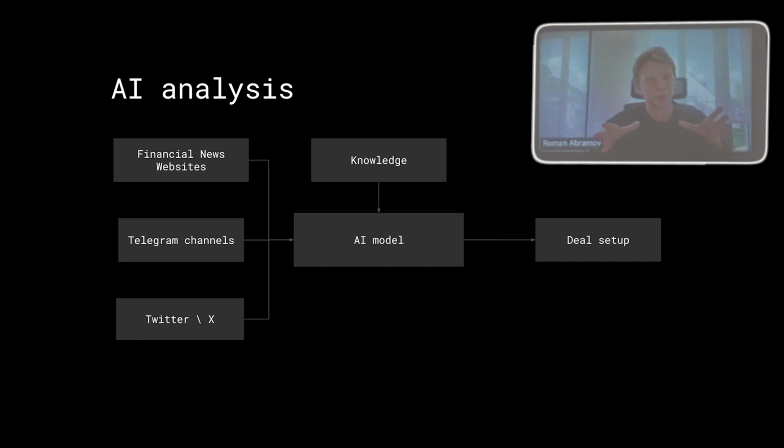Our architecture looks the following. We have plenty of different resources. We have, for example, financial news websites, Telegram channels, Twitter, and we have an AI model that is capable of analyzing all of those. It also has a knowledge database, for example, to keep the model itself in the context of what is going on. It implements some sort of algorithm on how it should analyze the news. And then it produces the deal setups. So basically, okay, we have the Trump tariff news, and the model decides that, okay, it would be a short with a 10% take profit or whatever.